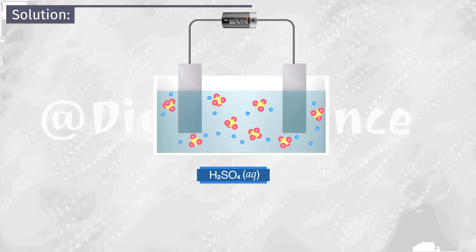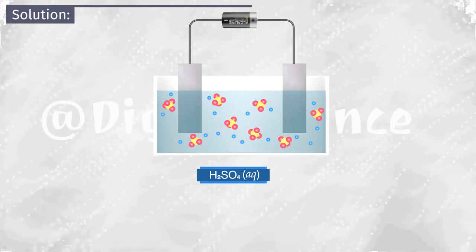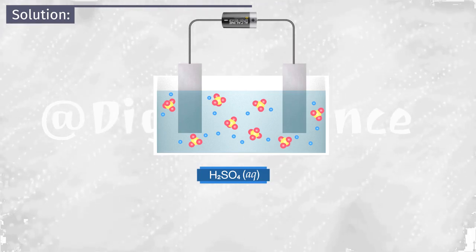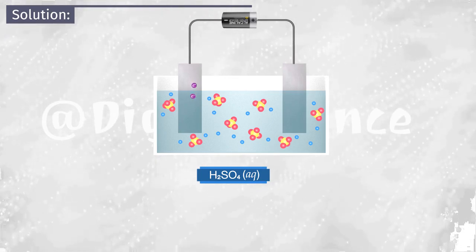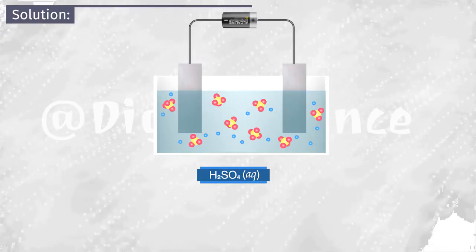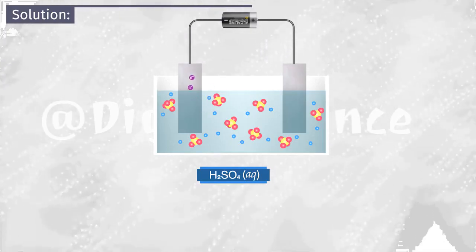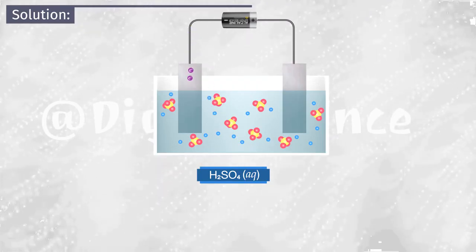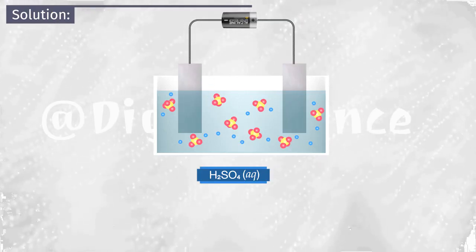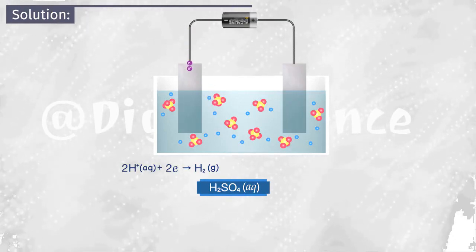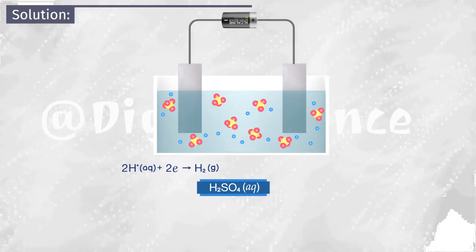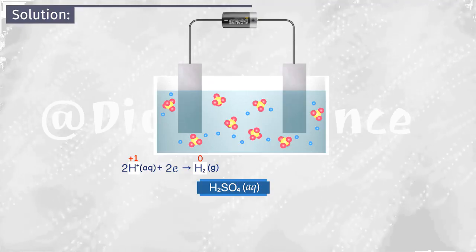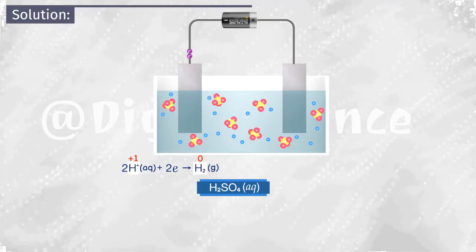Sulfuric acid solution is an electrolyte solution, so this system forms a closed electrical circuit. Electrons will flow from the negative pole of the battery to the positive pole of the battery. When passing through the solution, these electrons are captured by H+ ions. H+ ions will be reduced to hydrogen gas. The oxidation number of hydrogen decreases from +1 to 0. This is a reduction reaction.